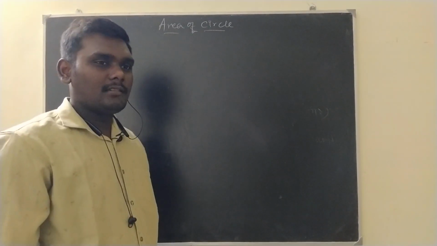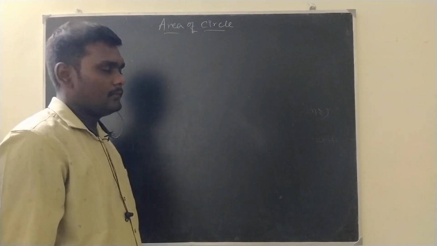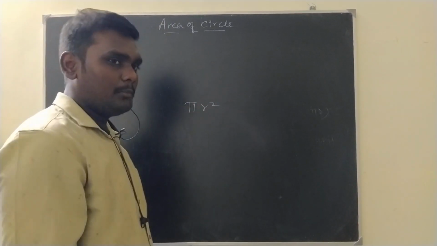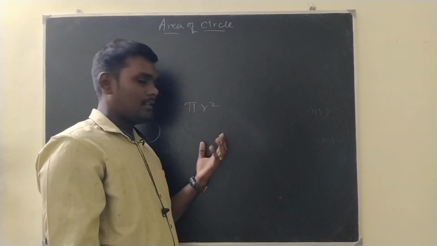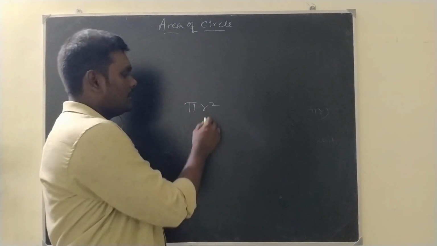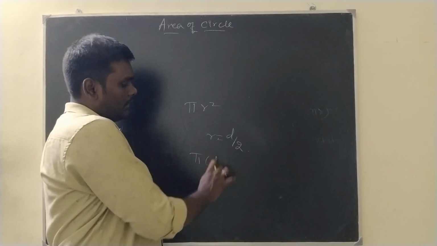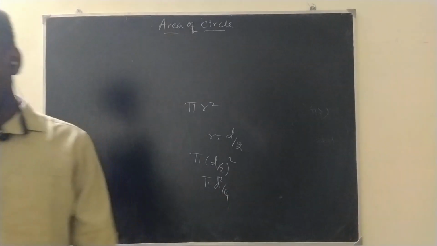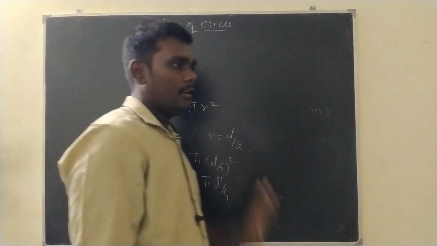The radius can be considered as d by 2 instead of r, because we have seen formulas in both measures. Diameter also we have taken, and the circumference using diameter and using radius, both we have seen. Just for the sake of it I am telling. This r can be written as diameter by 2. So pi into d by 2 whole square, that is pi into d square by 4, would be the formula in terms of diameter. But this is all not required, simply I am telling.